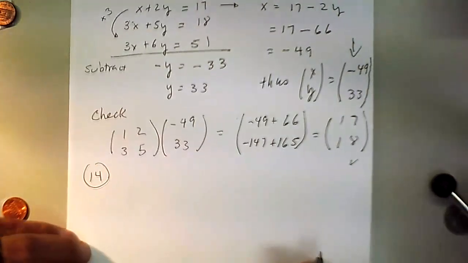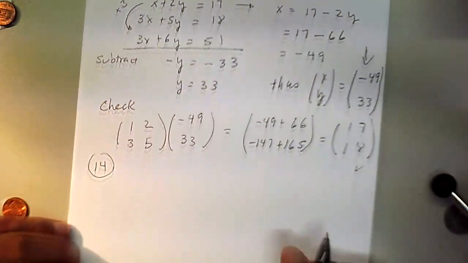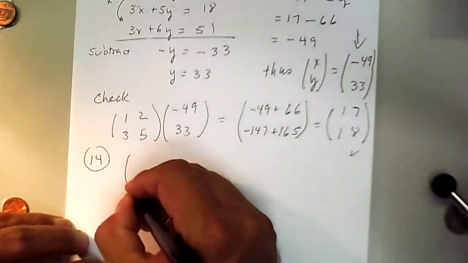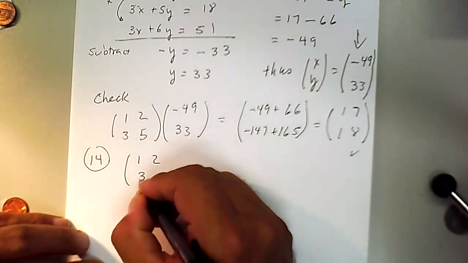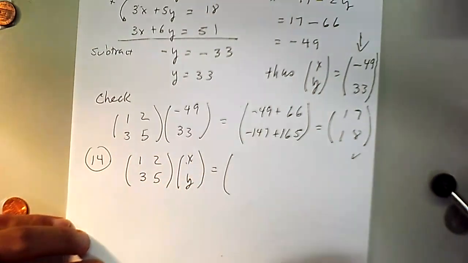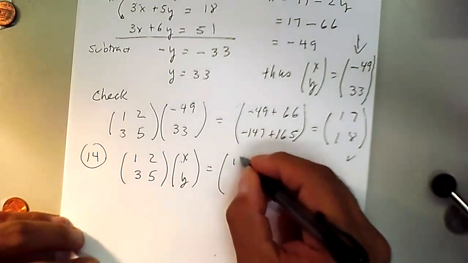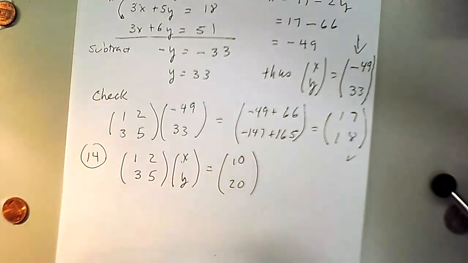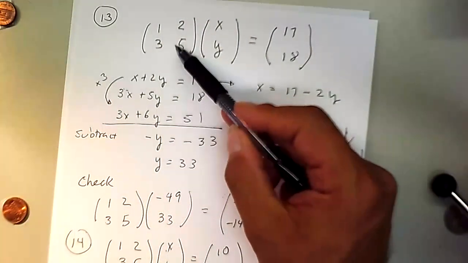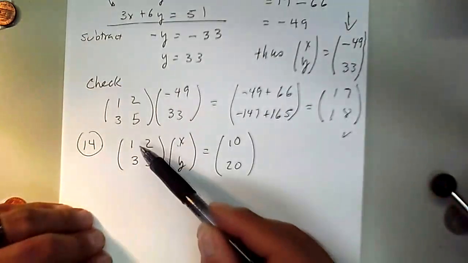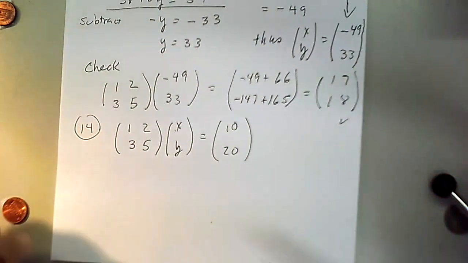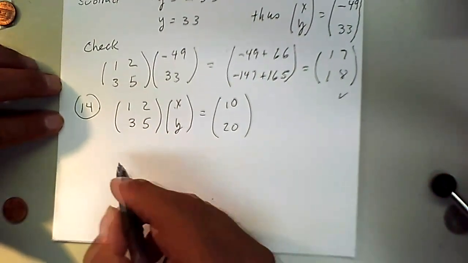This is going to lead to something important that you need to know for the homework that we are assigning. Let's say you have 1, 2, 3, 5, x, y, and now some other random numbers. Let's say 10 and 20. Just out of the blue, 10 and 12. Same kind of system of equations, 1, 2, 3, 5, x, y. Instead of 17, 18, now we have 10, 20. I'm changing the output of this product, and let's go ahead and solve it.